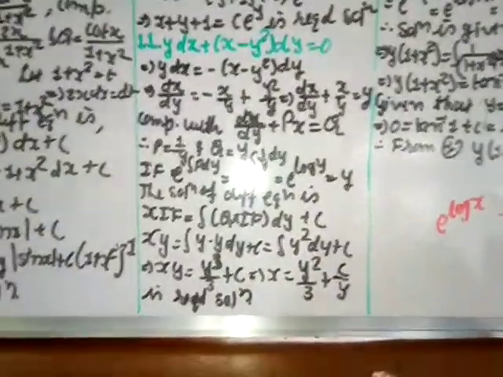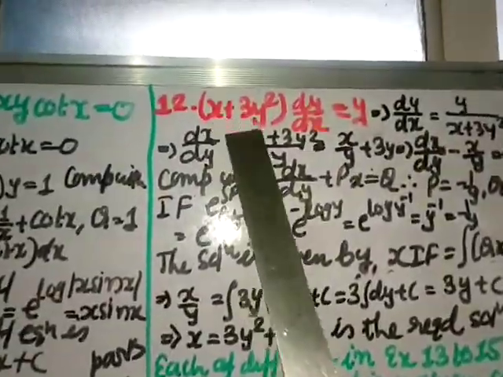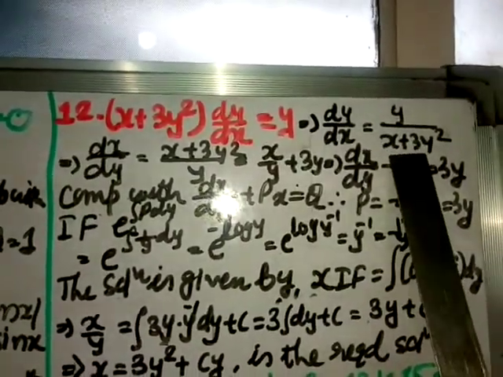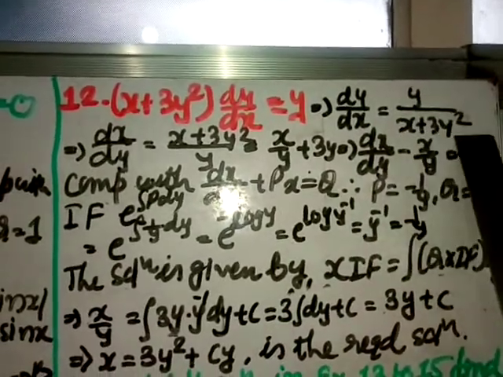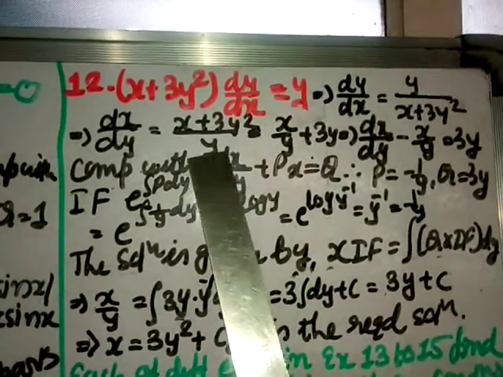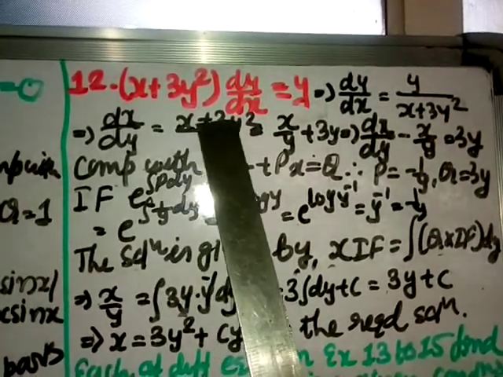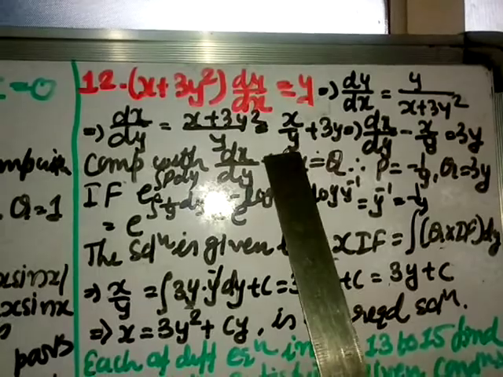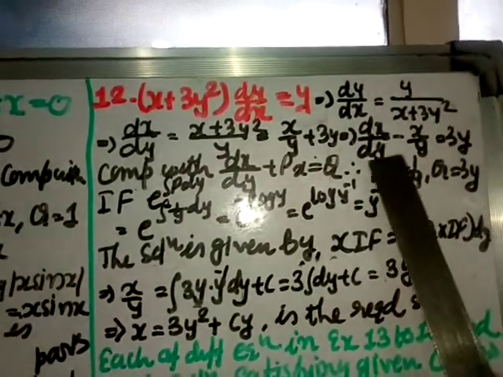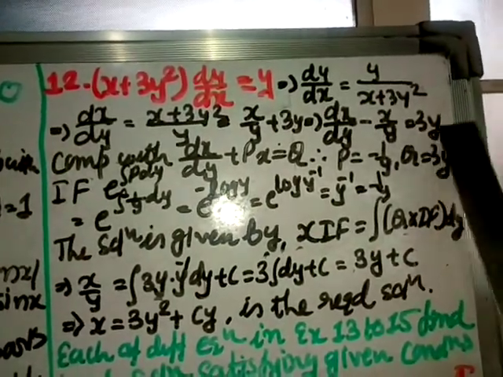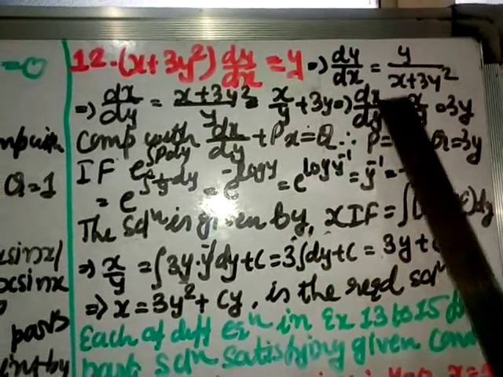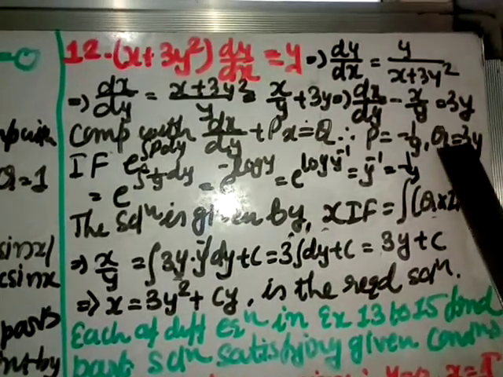Equation number 12, x plus 3y square dy by dx equal to y. So this you transfer over here, it will go in the denominator, dy by dx equal to y by x plus 3y square. Take the reciprocal on both sides, so dx by dy is equal to x plus 3y square by y. Divide x by y and 3y square by y. So you get x by y plus 3y. This one now you transfer over here, so you get dx by dy minus x by y equal to 3y. Comparing with dx by dy plus px equal to q, the p value is minus 1 by y and the q value is 3y.